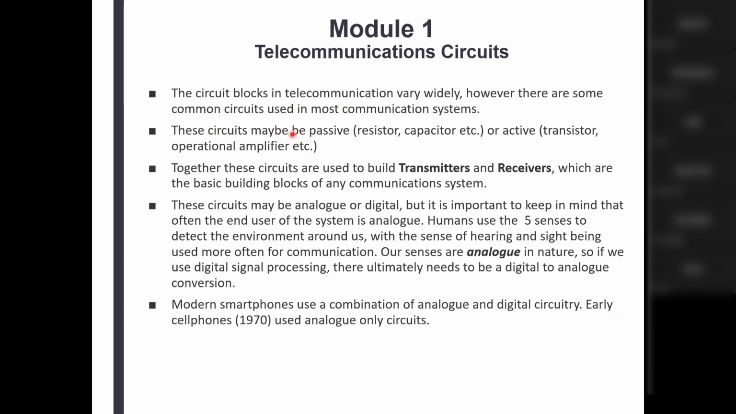These circuits might be passive, resistor, capacitor, or active, transistor, operational amplifier, etc. What's the difference between active and passive circuits? An active circuit needs power. An active circuit needs to be plugged in and needs some power to work. A passive circuit does not need any power. Like, for example, a microphone. Well, there could be some active microphones. Yes, there are. But the dynamic microphones are passive.